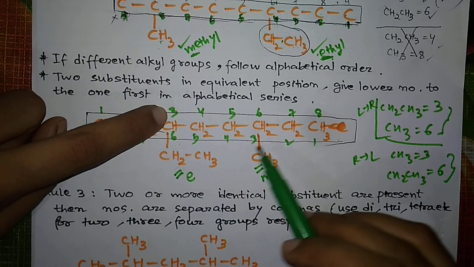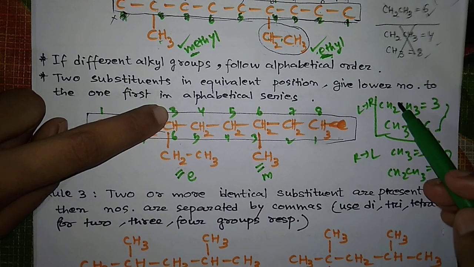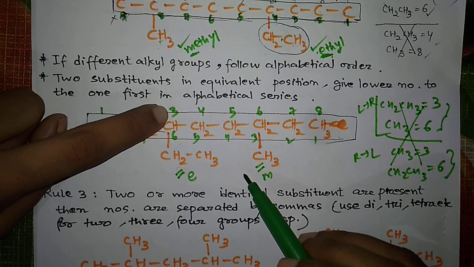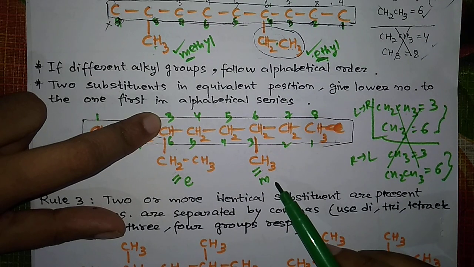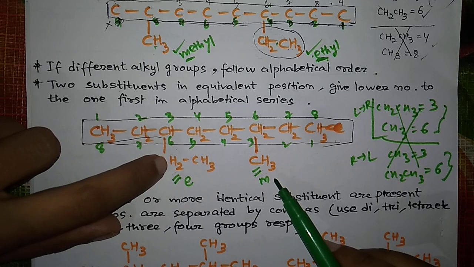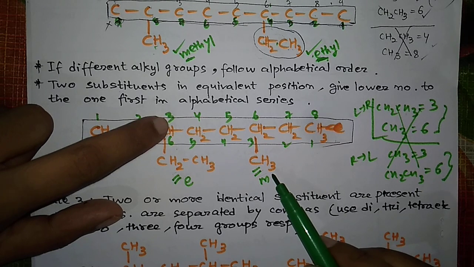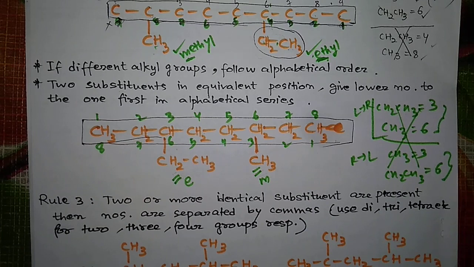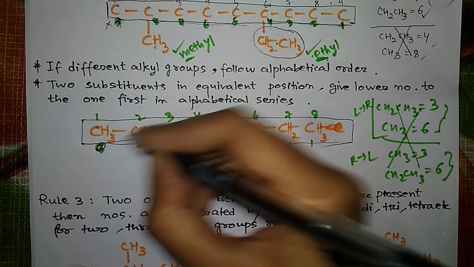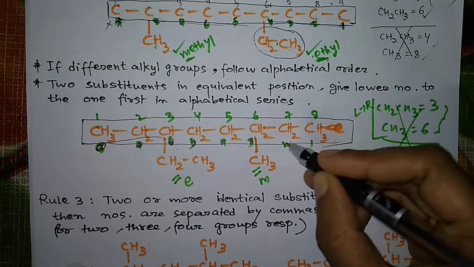Since from both the sides both are getting 3 and 6, the numbers are equal, we cannot judge. Then what we will do, we will come to the alphabetical order. In the alphabetical order E is coming first and then M, so the numbering for this ethyl group should be lowest. That means ethyl should get number 3 and not methyl, okay? Because ethyl is coming first in the alphabetical series, then methyl, okay? So this numbering is wrong. From right to left we cannot do, we have to do from left to right only, okay?